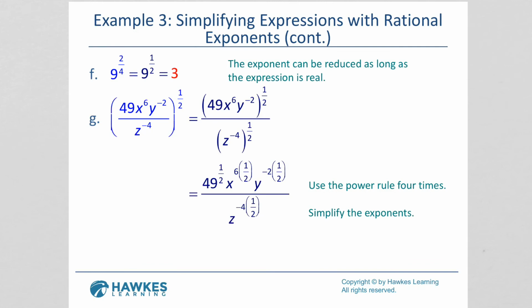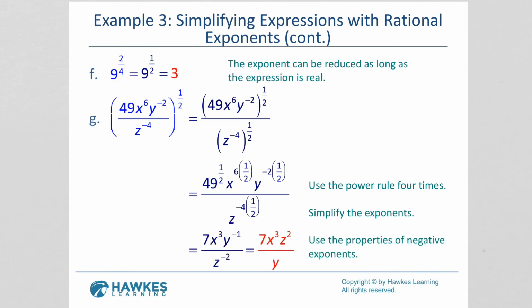Now we're going to bring that exponent inside. That's going to give us 49 to the 1/2 power, x to the 6 times 1/2, y to the negative 2 times 1/2, over z to the negative 4 times 1/2. 49 to the 1/2 is 7. 6 times 1/2 is 3, so we have 7x to the 3rd. Negative 2 times 1/2 is negative 1, so we have 7x to the 3rd, y to the negative 1 in our numerator. And then negative 4 times 1/2 is negative 2, so we have z to the negative 2 in our denominator.